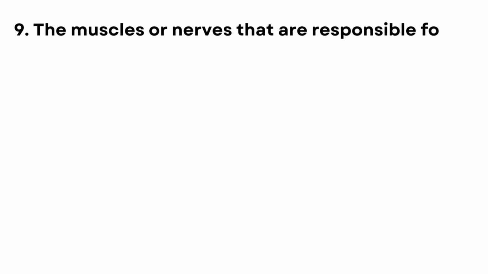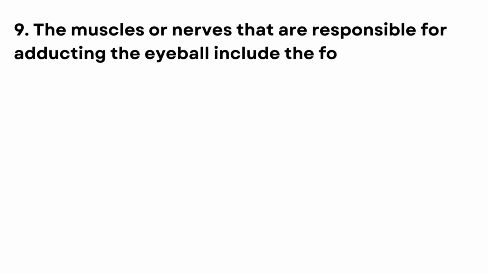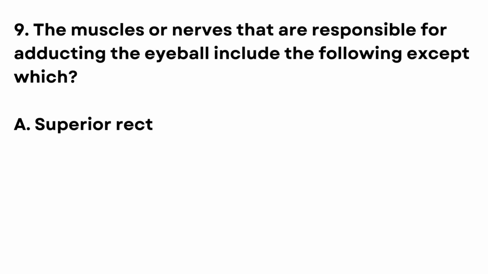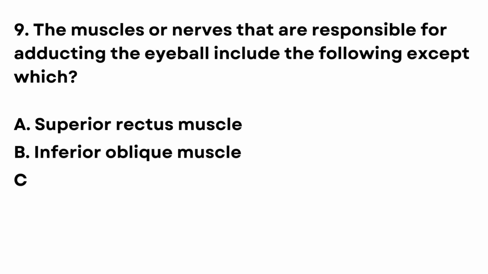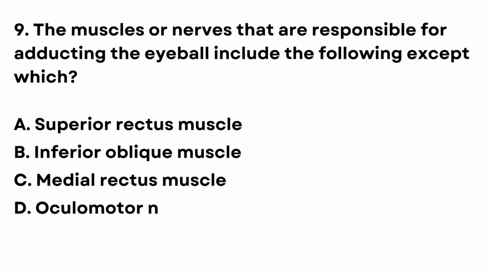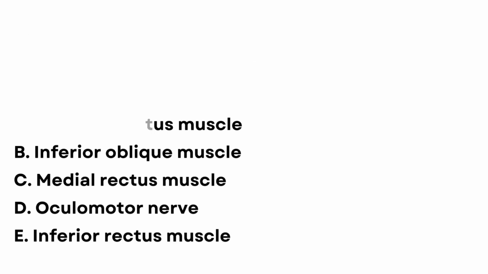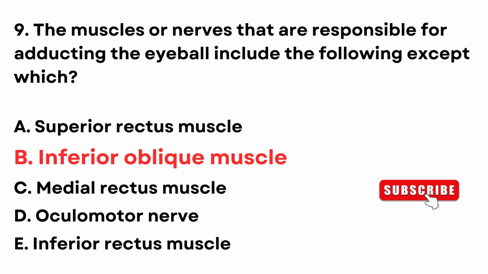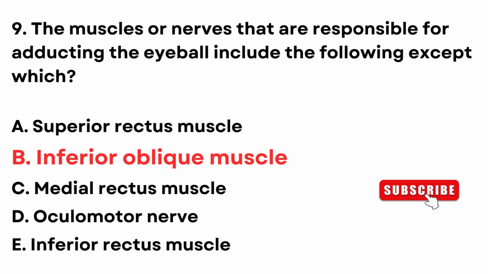9. The muscles or nerves that are responsible for adducting the eyeball include the following except which? A. Superior rectus muscle. B. Inferior oblique muscle. C. Medial rectus muscle. D. Oculomotor nerve. E. Inferior rectus muscle. The answer is B. Inferior oblique muscle.